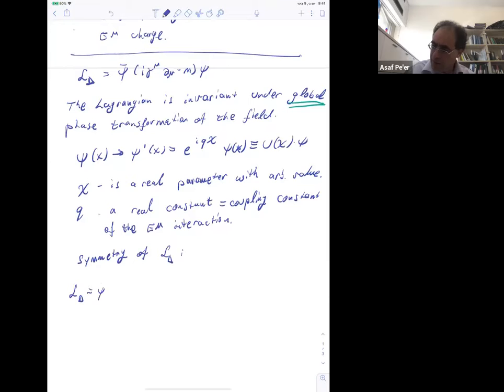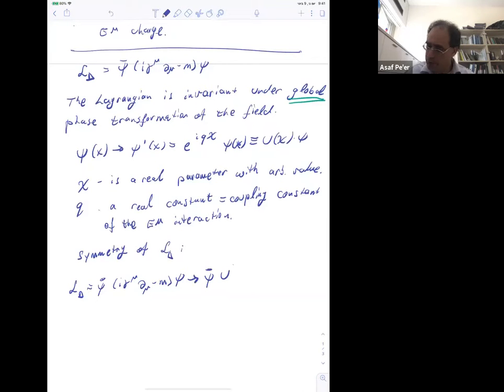L Dirac is psi bar i gamma mu d mu minus m psi. So when we transform it, since u is just constant, if psi transforms as u psi, then psi bar will transform as psi bar u star. So it's just psi bar u star. I don't even need to put a dagger here. i gamma mu d mu minus m u psi.